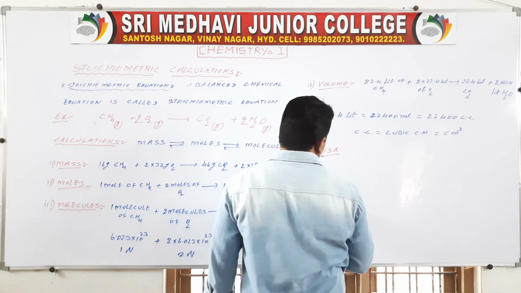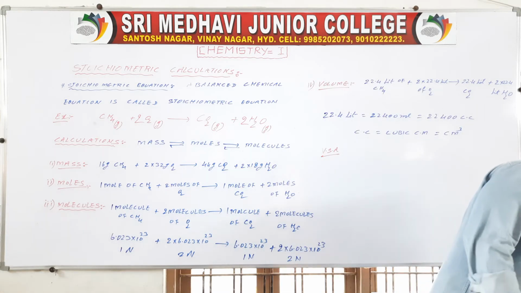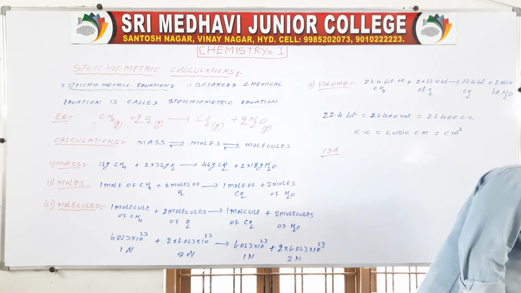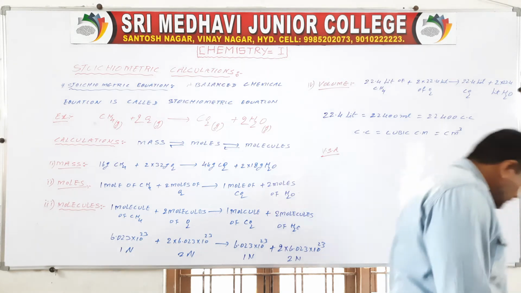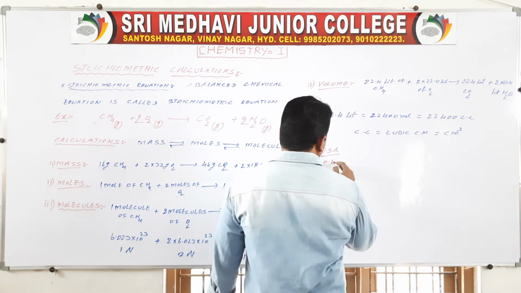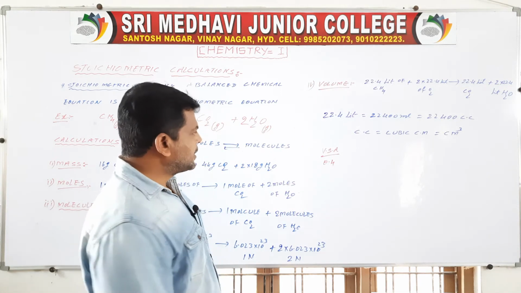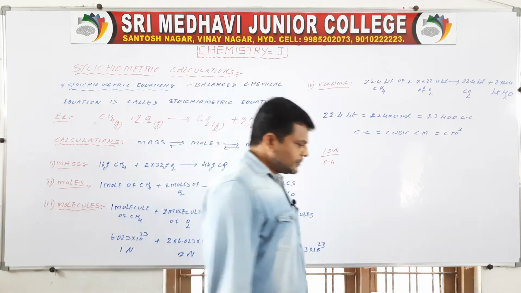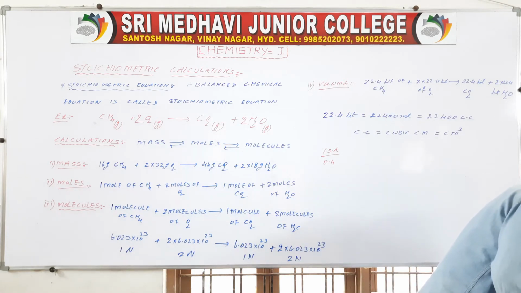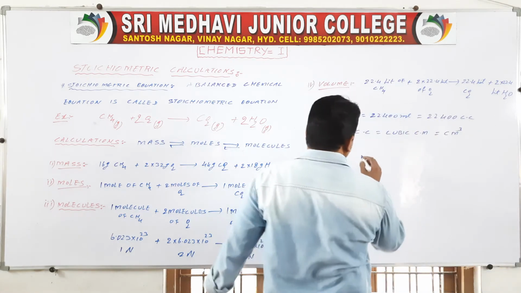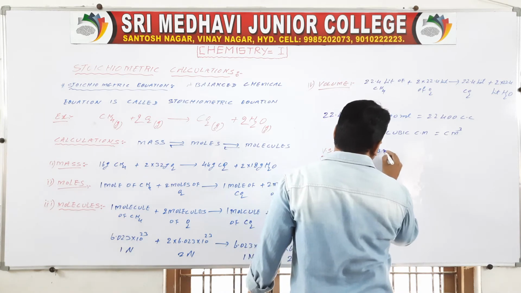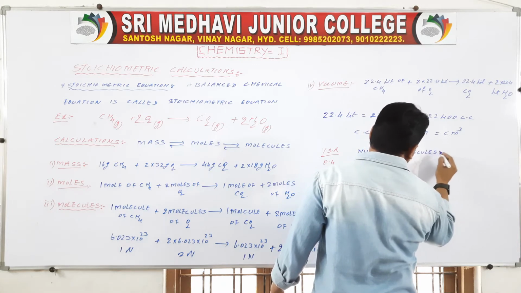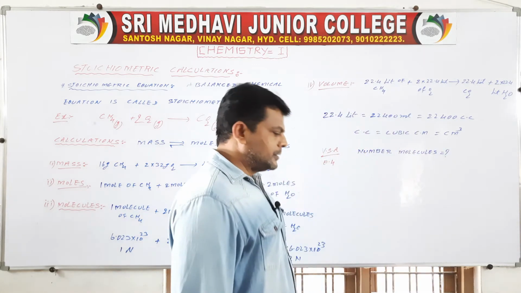A very short answer question, question number 4. Based on these stoichiometric calculations, we are going to solve some problems. Calculate the number of molecules. What we have to calculate is the number of molecules.